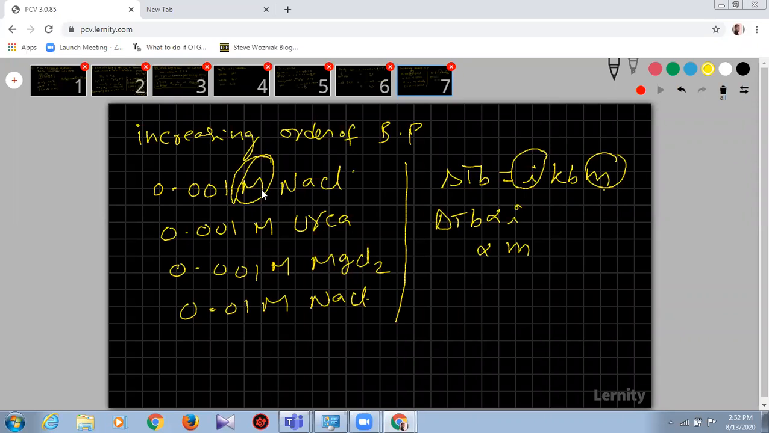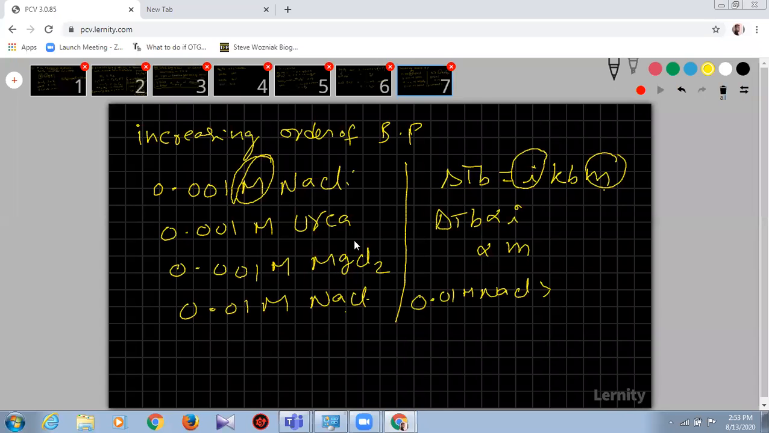I am not converting the molality into molarity, because it's of no use here. Relatively, you can compare. Here the concentration is more. Among NaCl and NaCl, which will have the more elevation in boiling point? This one, because the concentration is more here. That's why the 0.01 molar NaCl will have the more elevation in boiling point.